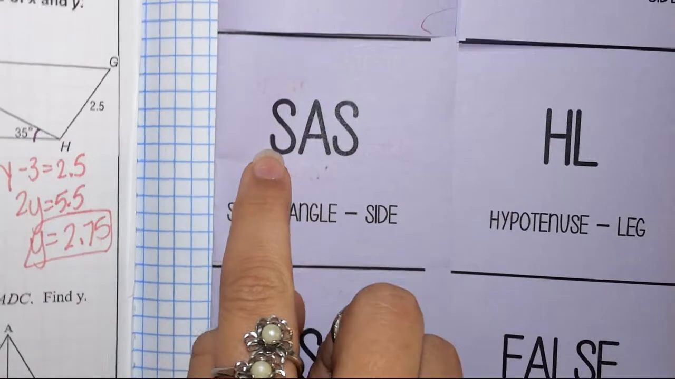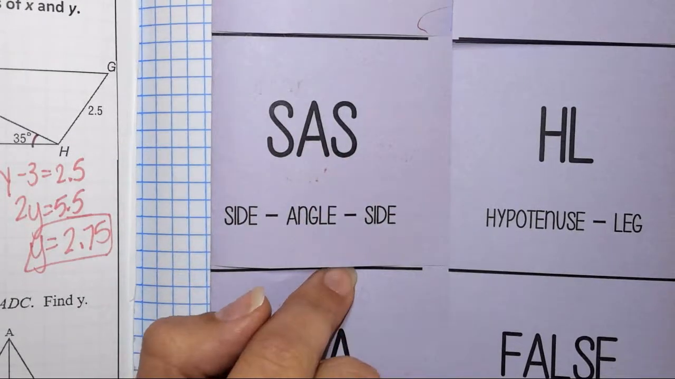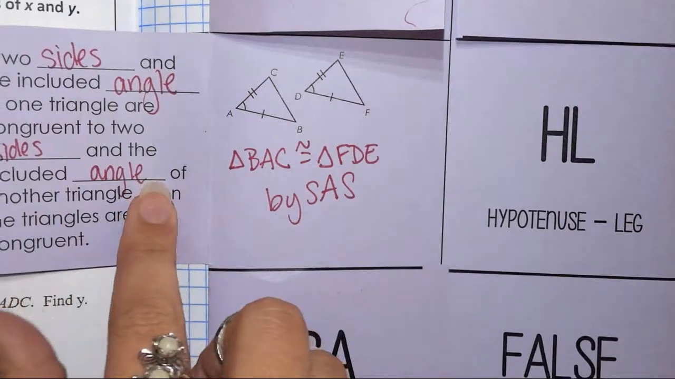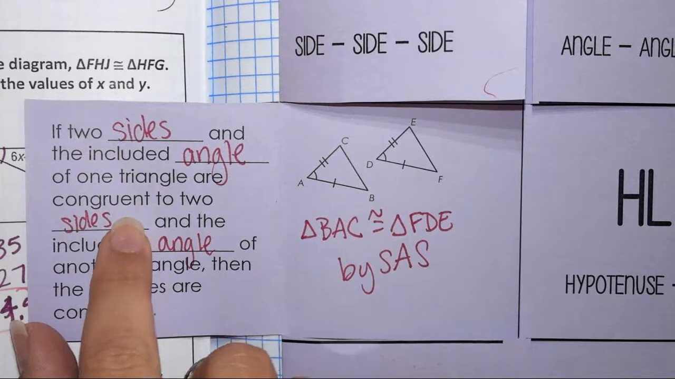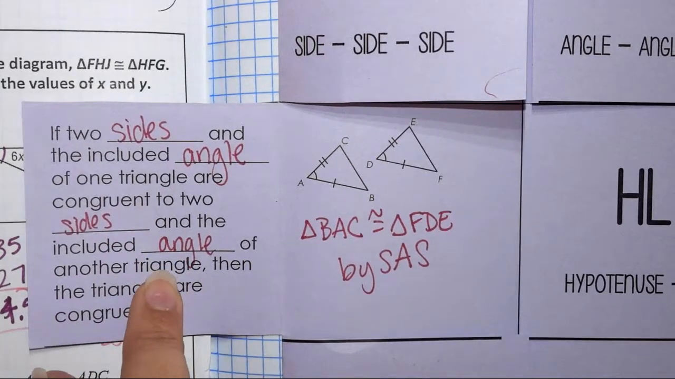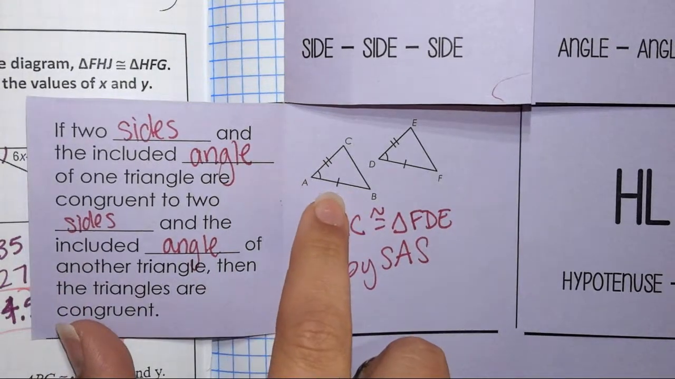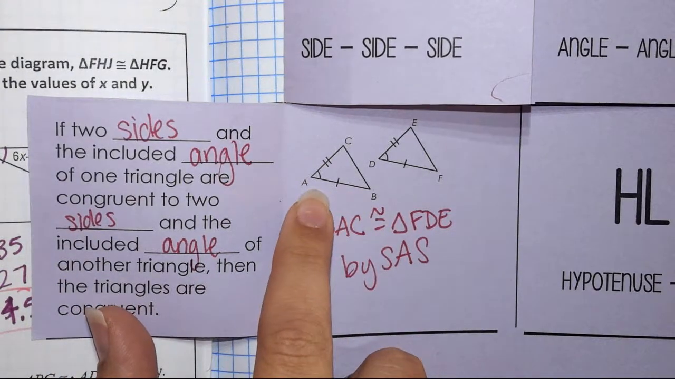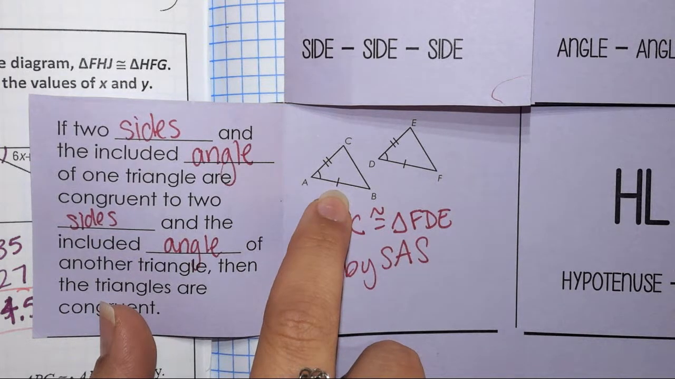Now, side angle side means that we have a side, and then we have an angle, and then we have another side that sandwiches that angle, right? So, if two sides and the included angle of one triangle are congruent to two sides and the included angle of another triangle, then the triangles are congruent. Now, let's look at our triangles on the board. Everybody watch with me so that we can see the order that we go, because for some reason we're confused about this. Is everyone ready to look at the board?